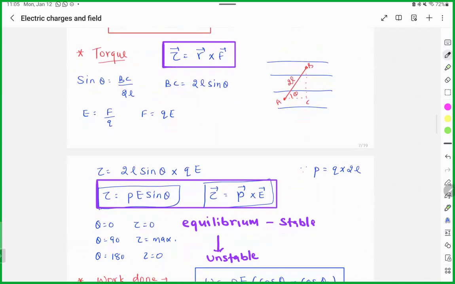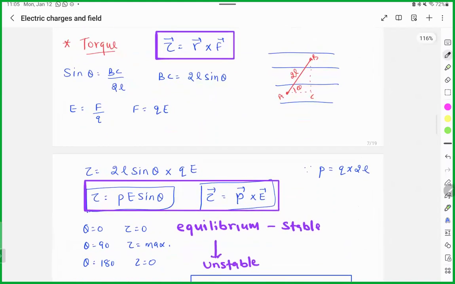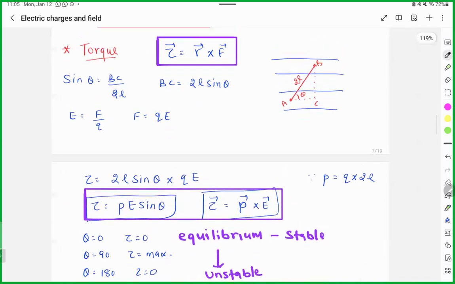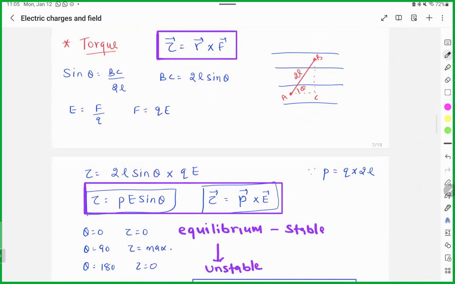Torque is a very popular topic. We have 3 questions from torque and all are extremely easy. Torque is a normal formula from rotational motion. Torque is equal to r cross F.